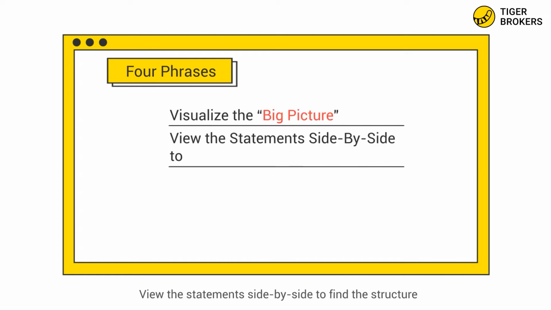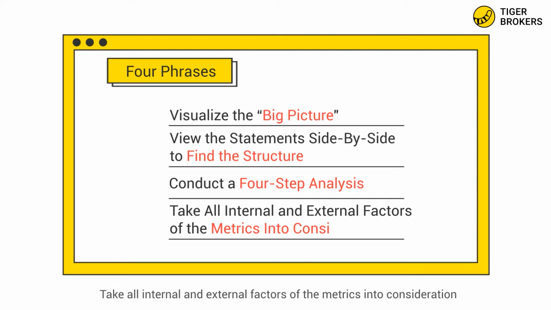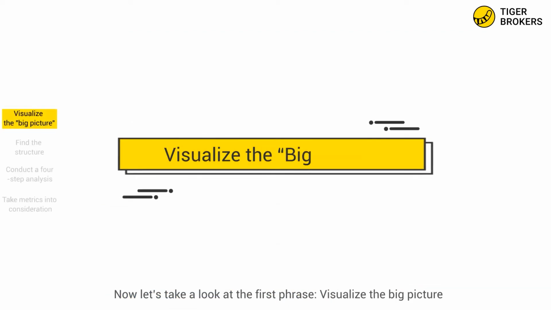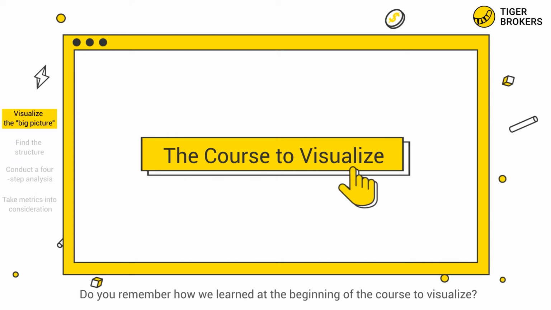View the statements side by side to find the structure. Conduct a 4-step analysis. Take all internal and external factors of the metrics into consideration. Now, let's take a look at the first phrase. Visualize the big picture. Do you remember how we learned at the beginning of the course to visualize?